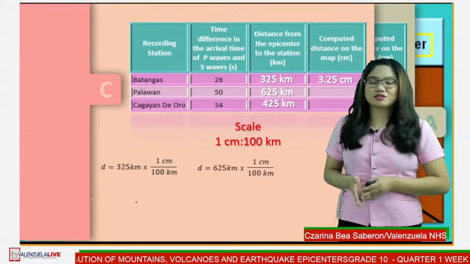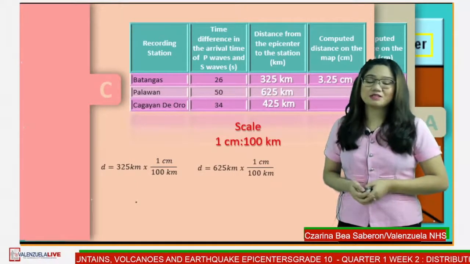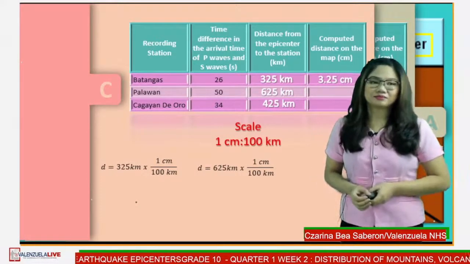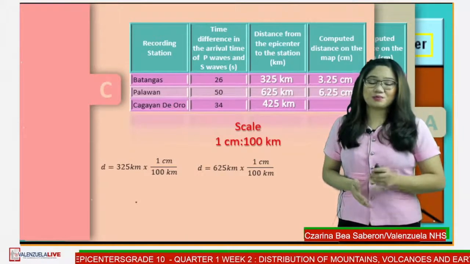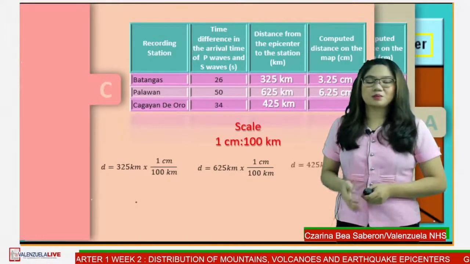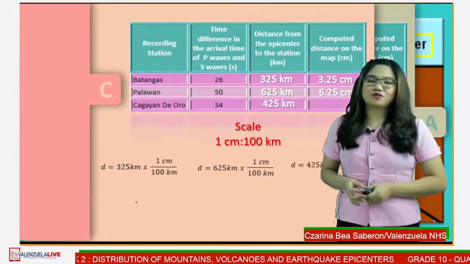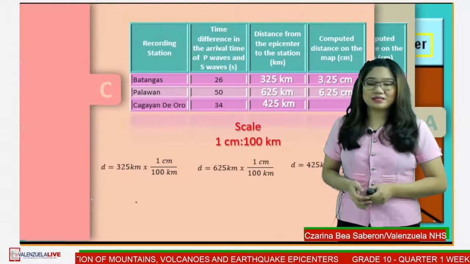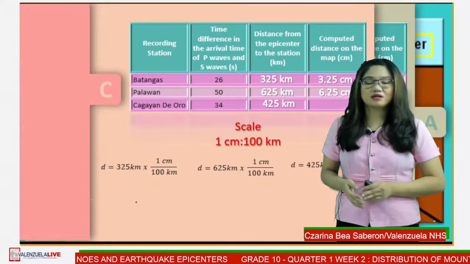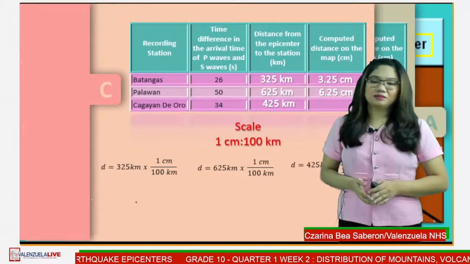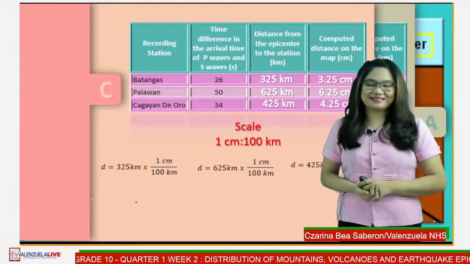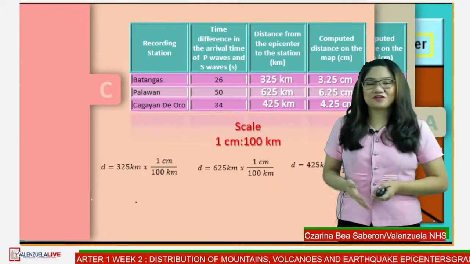Now, for Palawan, let's have distance is equal to 625 kilometers times 1 centimeter over 100 kilometers. And that's going to be, all right, 6.25 centimeters. And lastly, let's have Cagayan de Oro. So let's plug in distance is equal to 425 kilometers times 1 centimeter over 100 kilometers. And our computed value there will be, all right, 4.25 centimeters. So there. Now you've got all the data needed for us to proceed with the next step.